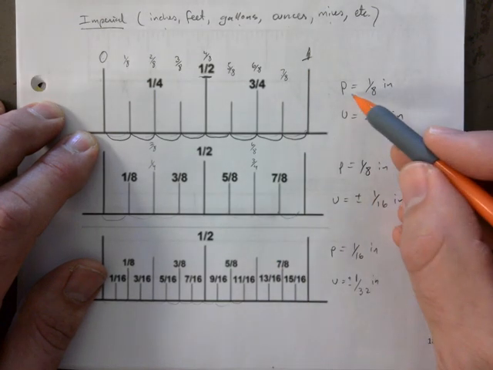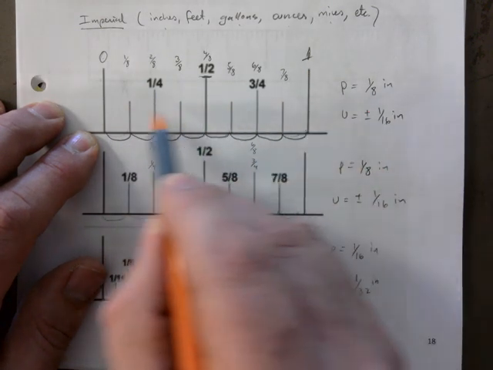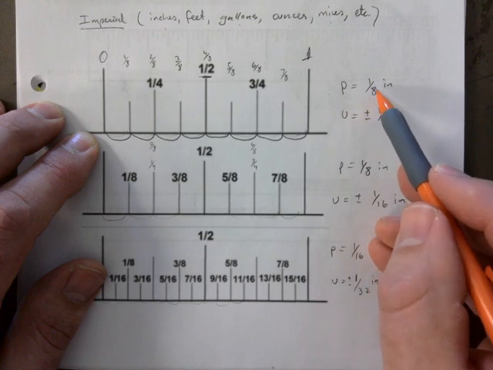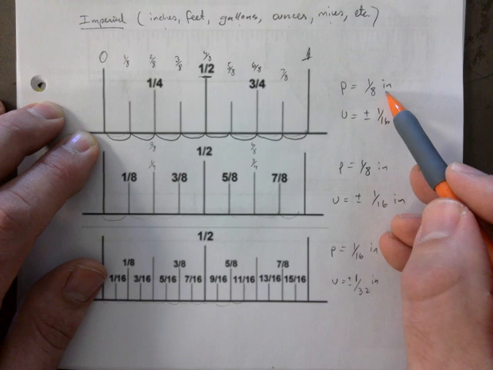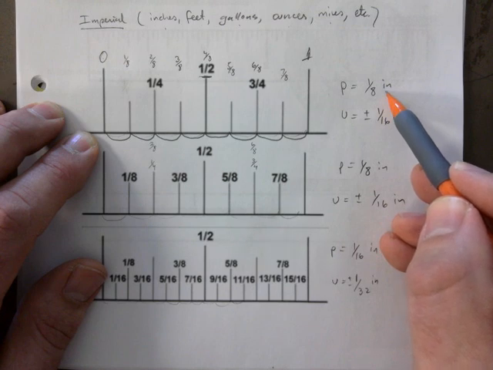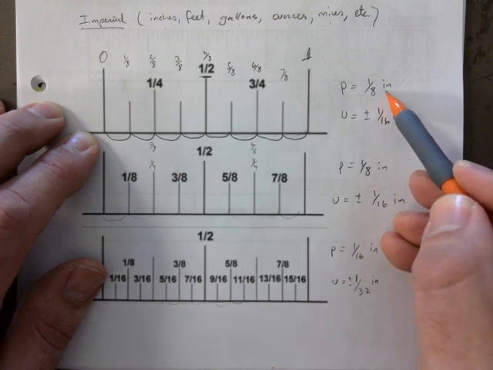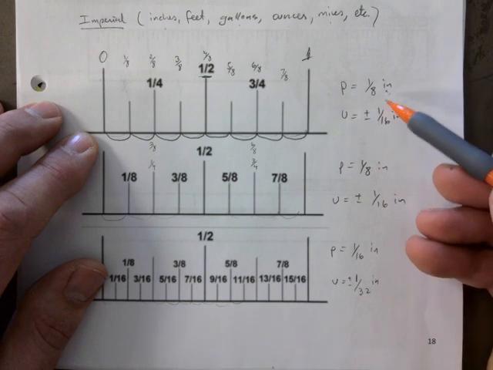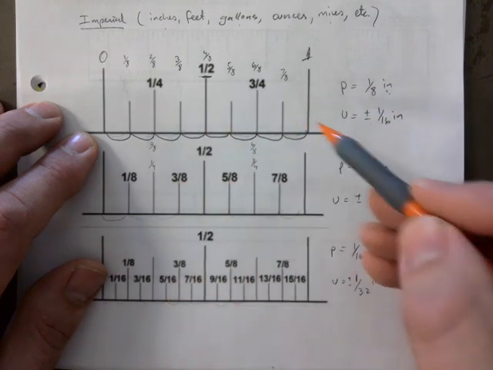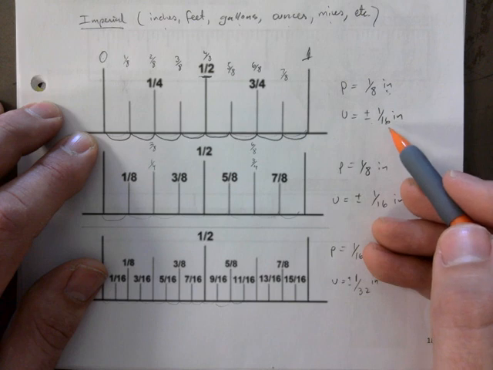So the precision of this measuring tape right here, just count how many gaps. It is 1/8 of an inch. That's the precision of this one. You need to be comfortable with fractions when it comes to the imperial system. The nice thing is it's always even numbers, right? Which means that the uncertainty of this thing would be 1/16 of an inch.